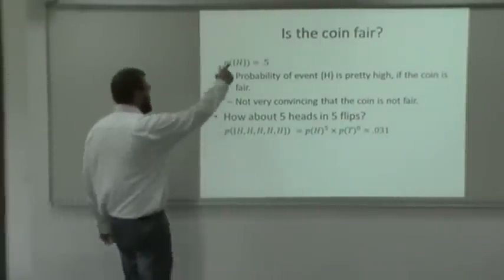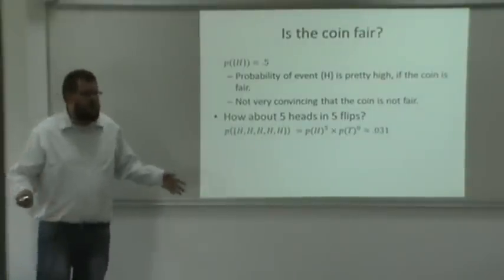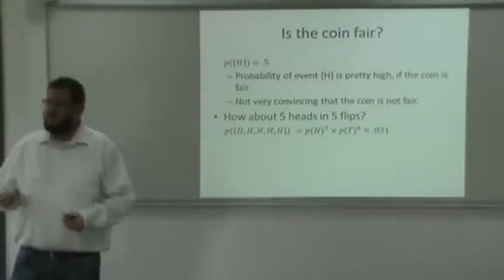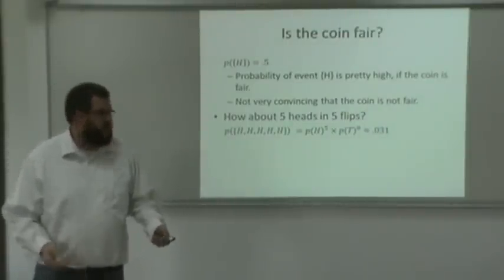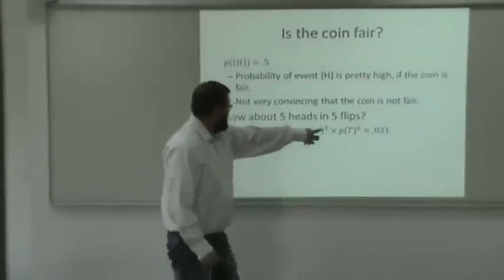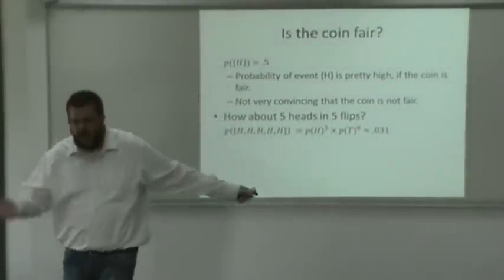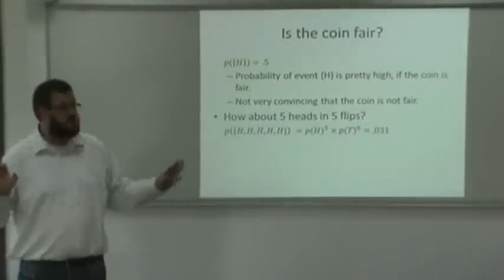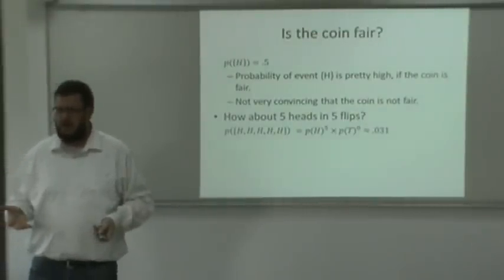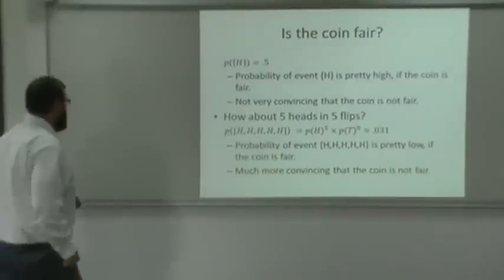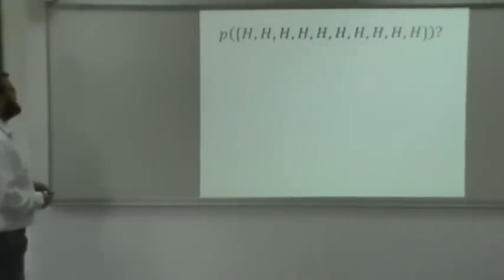So before, the probability of this event was really high, so we said, okay, we don't have enough evidence. We don't know if it's fair or not. It's not really conclusive, right? Here, now, the probability of this is pretty low, so this is better evidence. Not conclusive evidence by any manner, but better evidence. Does that make sense? So we might be more convinced that the coin is not fair.